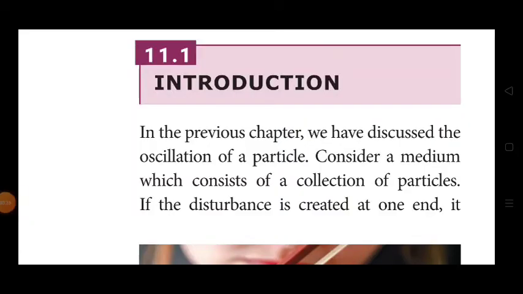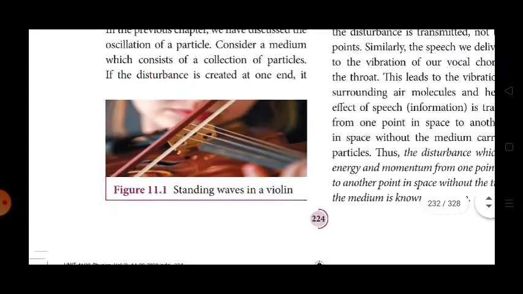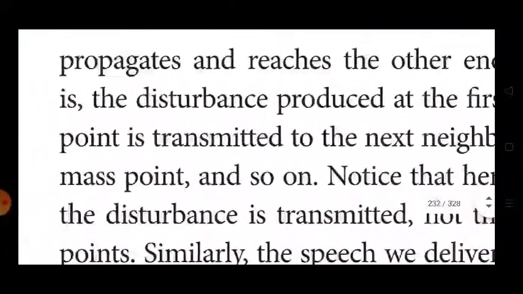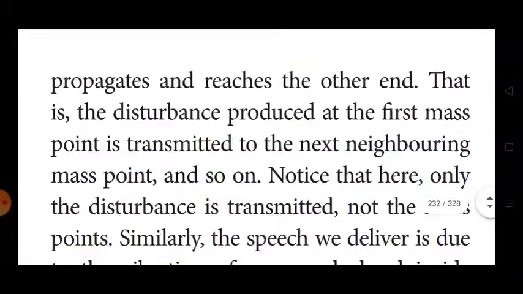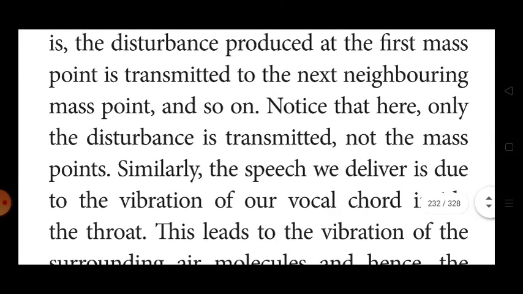Introduction. In the previous chapter, we discussed the oscillation of a particle. Consider a medium which consists of a collection of particles. If a disturbance is created at one end, it surely propagates and reaches the other end. That is, the disturbance produced at the first mass point is transmitted to the next neighboring mass point, and so on. Notice that here only the disturbance is transmitted, not the mass points.